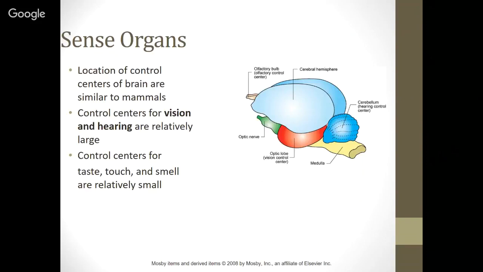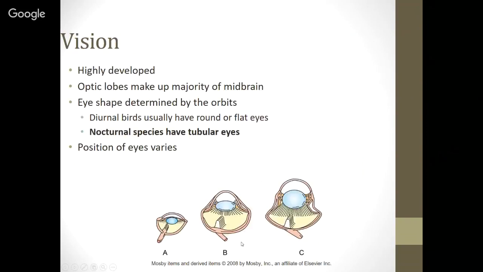All right, sense organs. Their senses are a little bit different from ours. You'll note that their cerebral hemisphere does not have a lot of gyri on it. The more gyri it has, the smarter the bird is. So the smoother it is, the less they are able to think logically. We do have a very large optic lobe in some birds because they rely on vision quite a bit to catch their prey. We have the olfactory bulb, the optic nerve, and the cerebellum, which is also a hearing control center. The location of the control centers of the brain is similar to mammals. The control centers for vision and hearing are relatively large, and the control centers for taste, touch, and smell are relatively small. They don't use those as much.